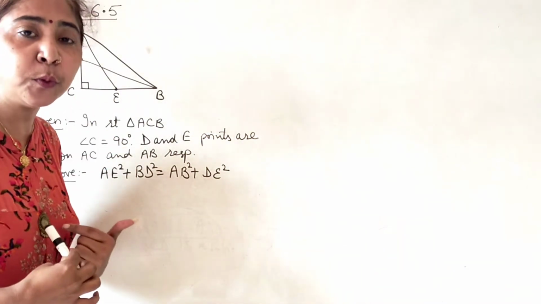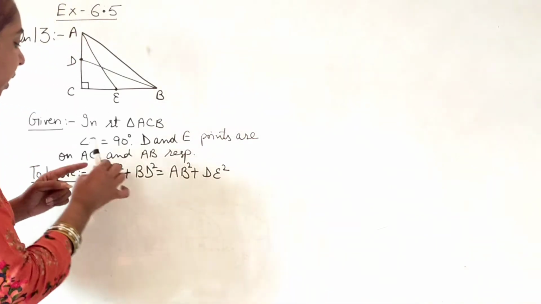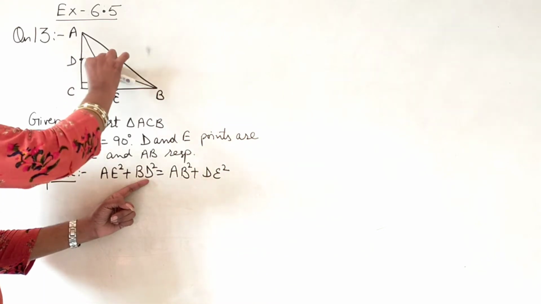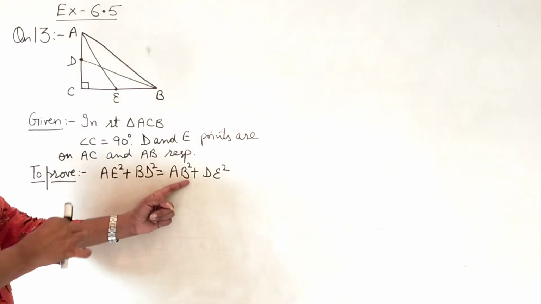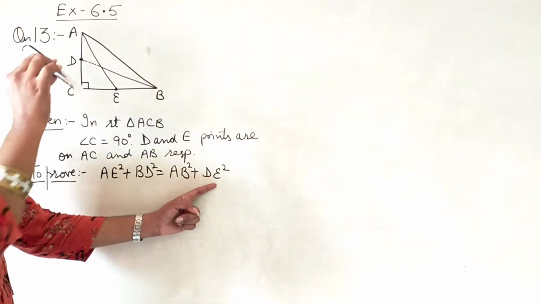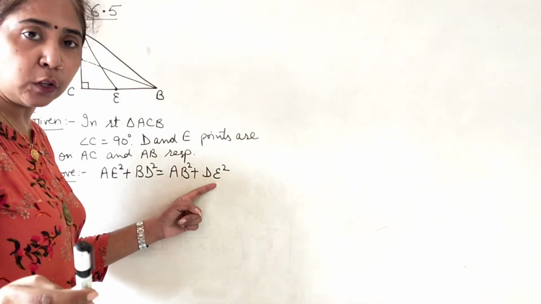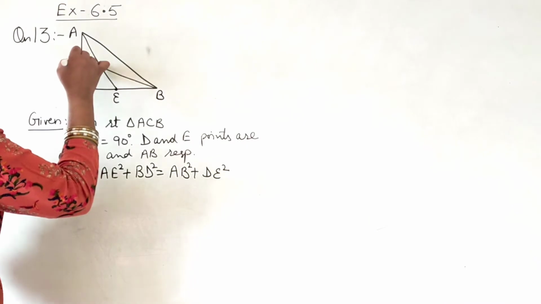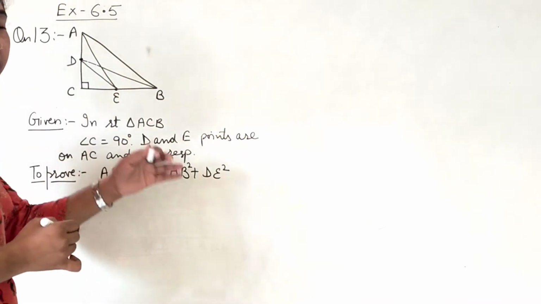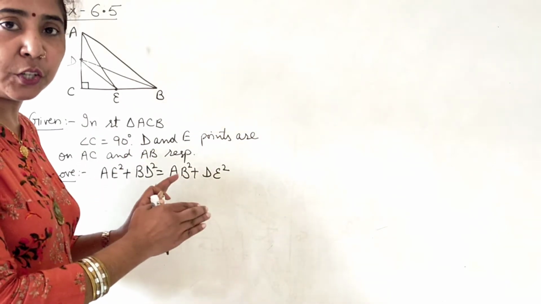So what do we have to prove? We have to prove AE square plus BD square is equal to AB square plus DE square. So we have to join DE also. Join DE. AE, DB and DE we have to join according to the question.